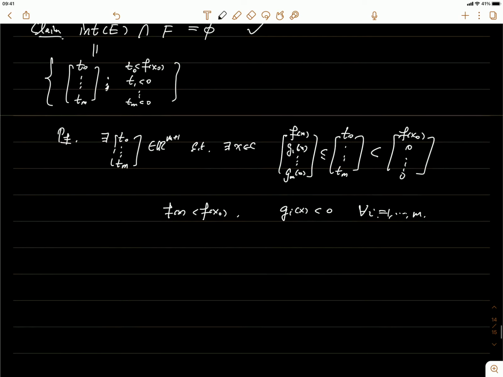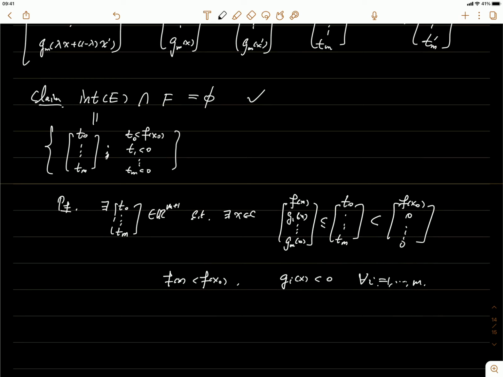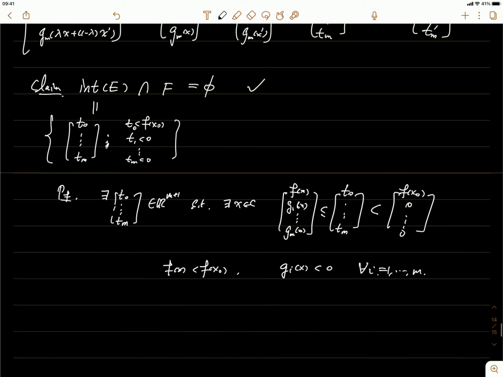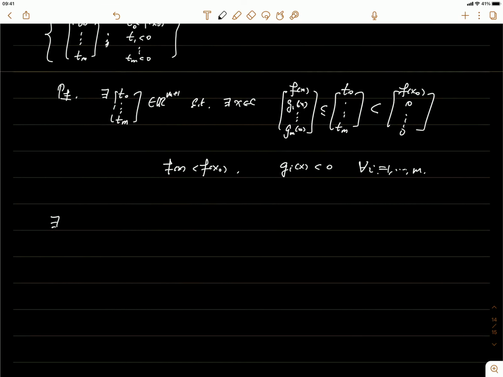So now what we have done is that E and F are both convex sets, and the interior of E and F do not overlap. So by the Hahn-Banach theorem, or the geometric version of the Hahn-Banach theorem, there exists a separating plane that can separate these two. Or in other words, there exists a non-zero vector, which we call lambda: lambda naught, lambda 1, all the way to lambda m. This is also in R^(m+1), right?